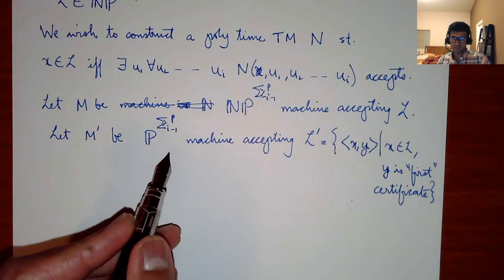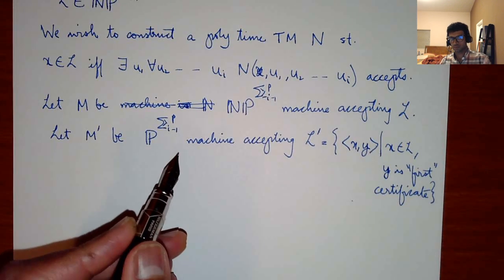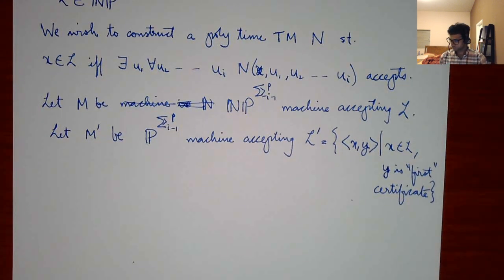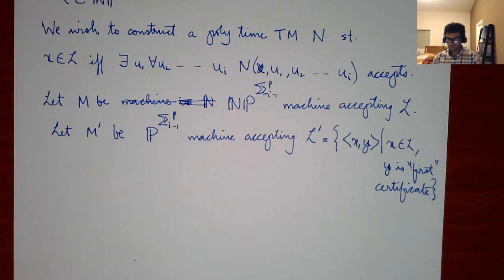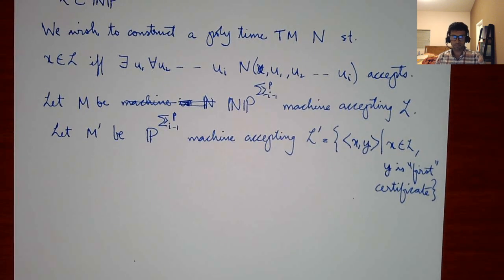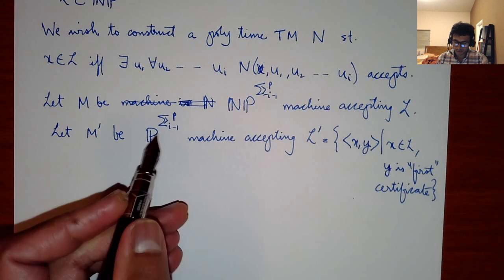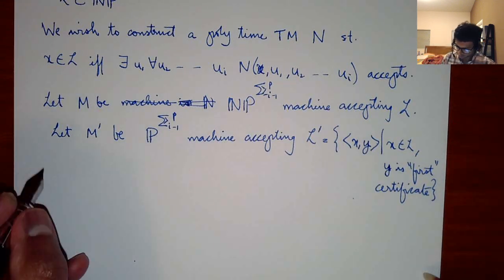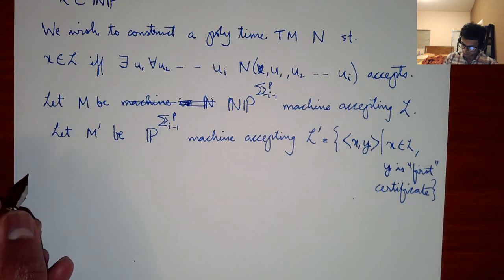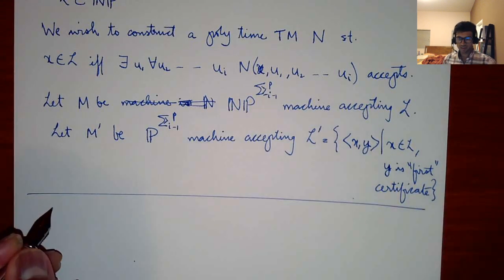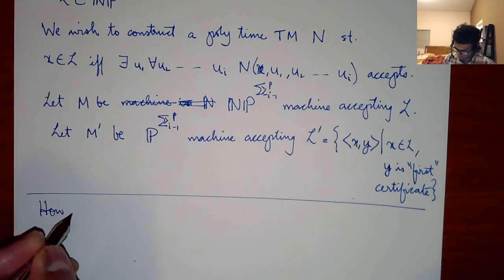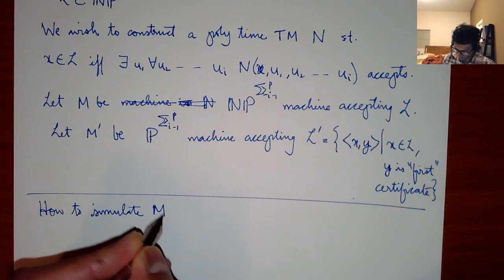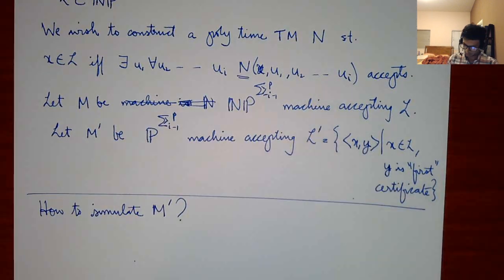Okay? What we want is actually a machine in P. We have this funny oracle machine. So how do you simulate M prime? How do you simulate M prime? So you guess the behavior of the oracle. Okay, so let's sort of stop here. And let's say how to simulate M prime. And that's what this machine N is going to do.